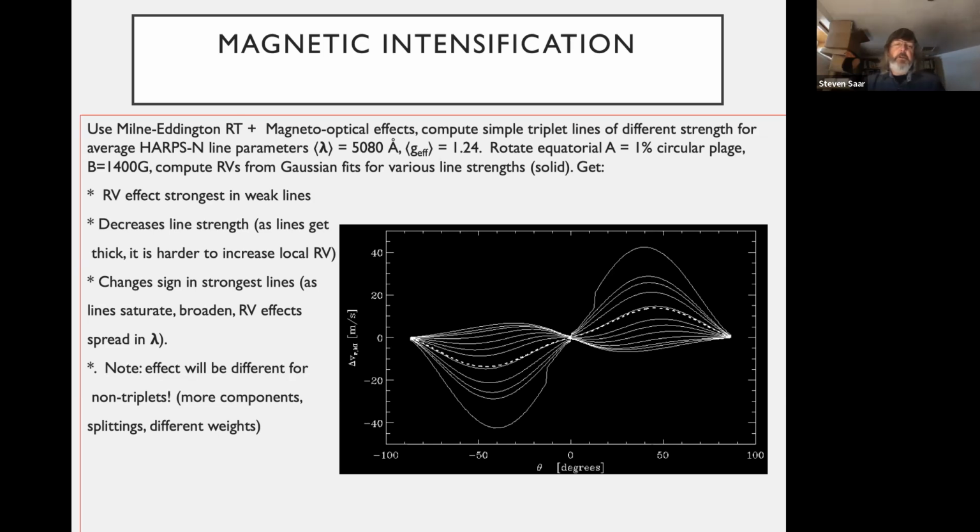And the effect changes sign in the strongest lines, probably because as the lines start to become optically thick, as they saturate and broaden, the effects spread out over more wavelength, and thus are somewhat diluted. And you also don't get as much effect in the core where everything is very thick. Note, however, that these curves will be different for non-triplets, and we'll be going into that next.